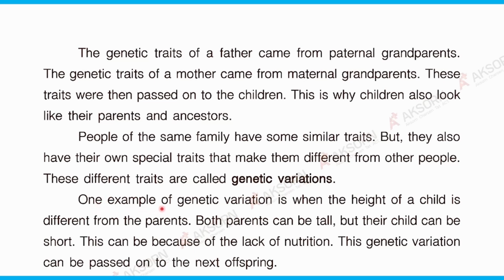One example of genetic variation is when the height of a child is different from the parents. Both parents can be tall, but their child can be short. This can be because of the lack of nutrition. This genetic variation can be passed on to the next offspring.